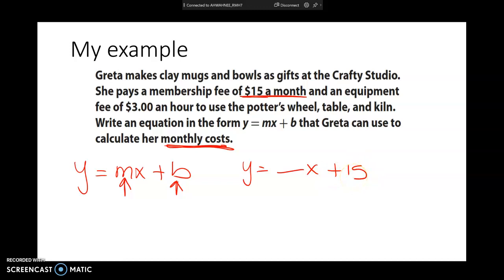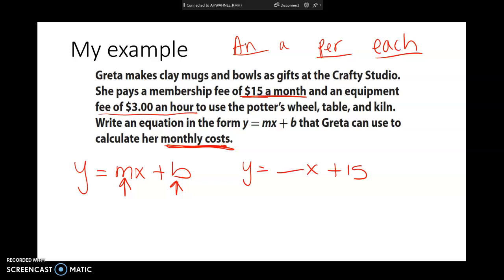Next, I got to find the words that signal it happens more than once. And I'm going to look at the other numbers, the fee of $30 an hour. So I have to look for the words that say an hour, per hour. I'm looking for the words an, or a, or per, or each, are big ones. An hour, per hour, each hour, for each apple, each something, per hour.